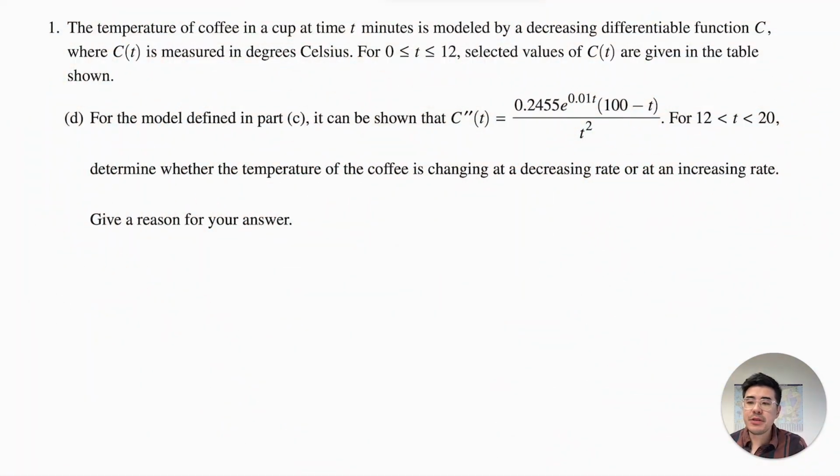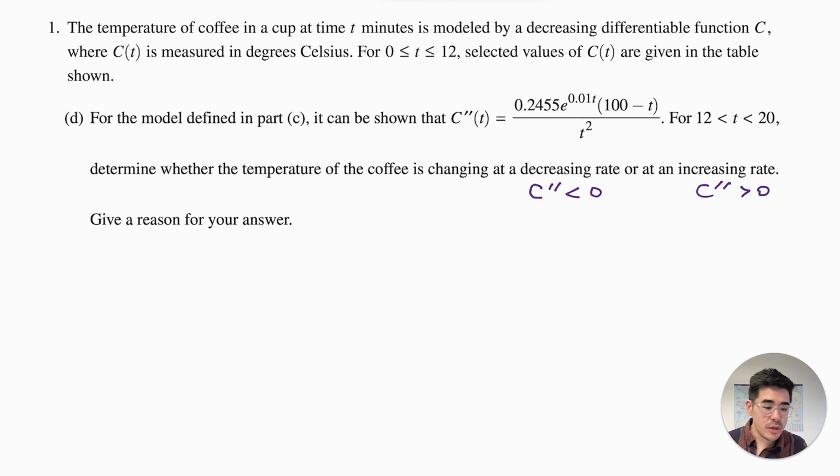So part D says for the model defined in part C, it can be shown that C double prime is equal to this function. For t between 12 and 20, determine whether the temperature of the coffee is changing at a decreasing rate or an increasing rate. So notice how it said the temperature is changing. So the change of temperature is the first derivative, but then it says a decreasing rate or an increasing rate. So this is referring to the second derivative. A decreasing rate would be C double prime is less than 0, and an increasing rate would be C double prime is greater than 0.